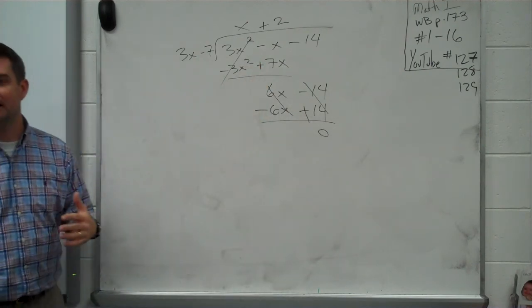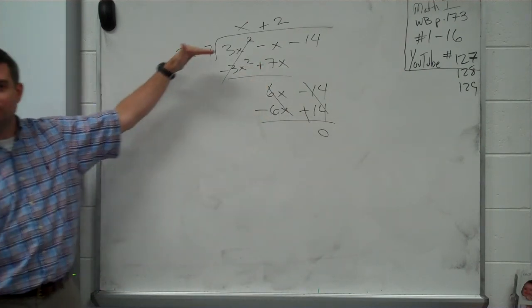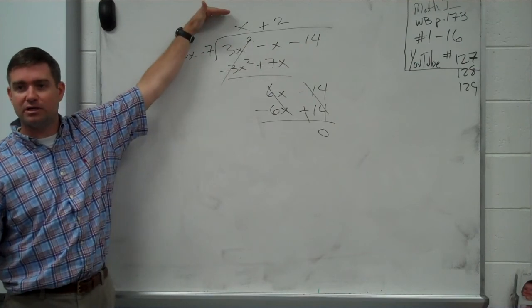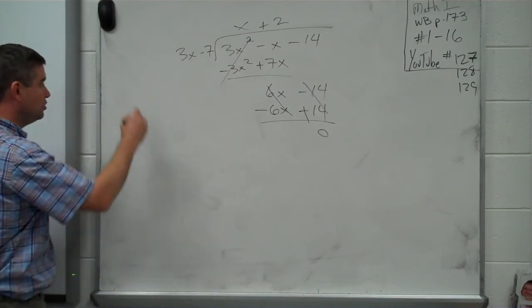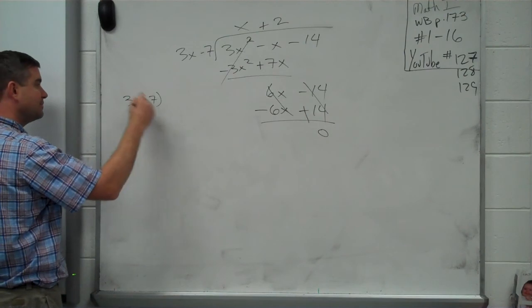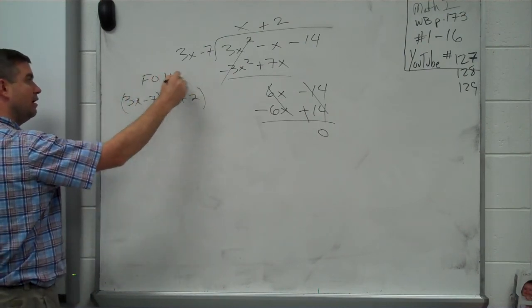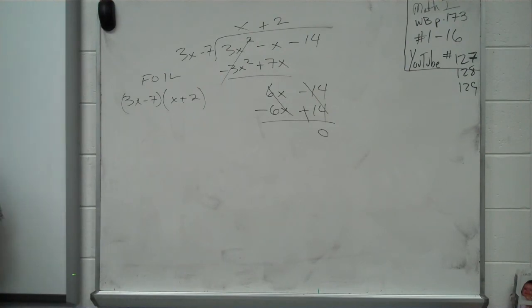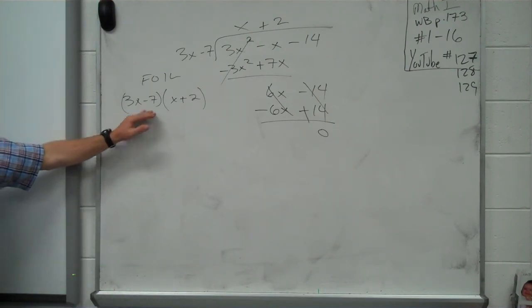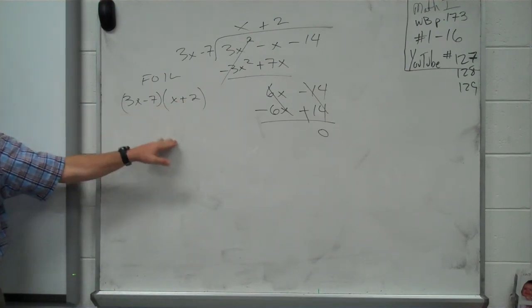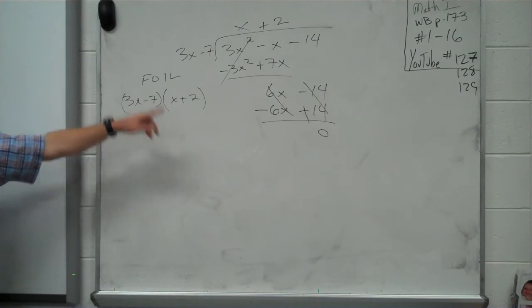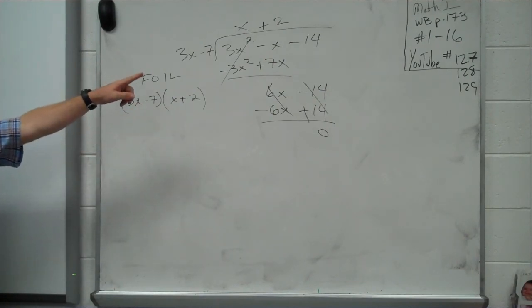Let's think about that. You divided a trinomial by a binomial, and what was your outcome? A binomial. Do you think we could check this? Yes. How? Good question. Pull it out. This is what you divided by. This is your answer. What should your outcome be? It should be the 3x squared minus x minus 14.